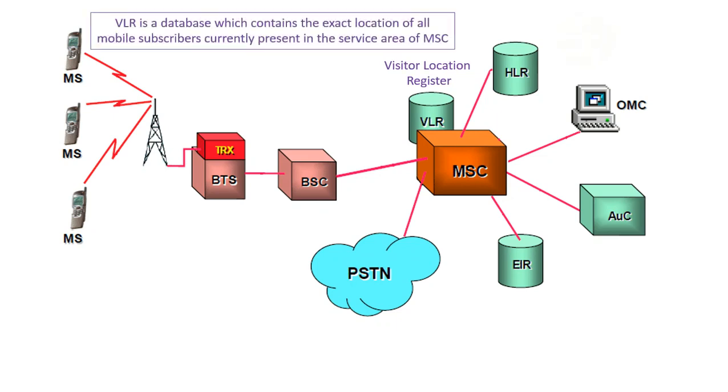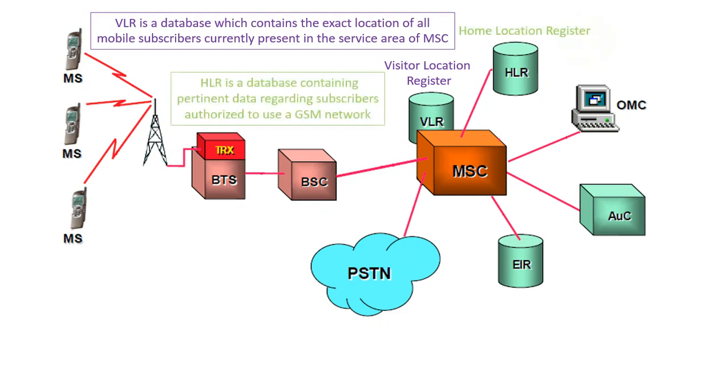First one is the VLR. VLR is the Visitor Location Register. VLR is a database which contains the exact location of all mobile subscribers currently present in the service area of MSC. If you are going from one state to another state, then your entry is marked in the database of VLR.